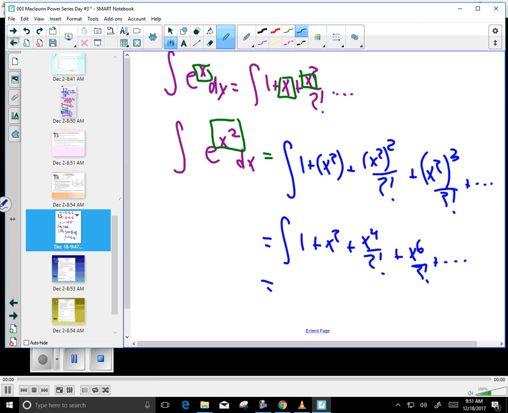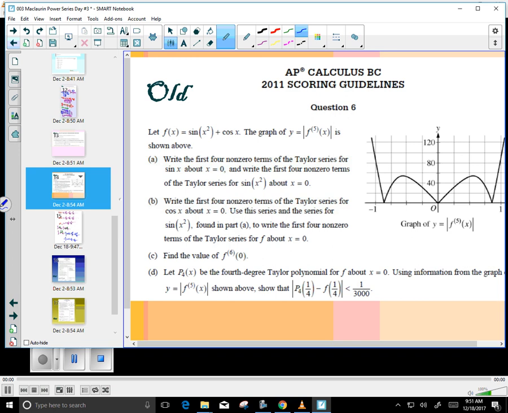So in this problem, they're asking you to do that with sine x squared. It says write the first 4 non-zero terms of the Taylor series for sine of x, and then write the first 4 for sine x squared. So sine of x is just going to be, by memory here, sine of 0 is 0, so it's just going to be x minus x cubed over 3 factorial plus x to the 5th over 5 factorial, and we have to do 4, minus x to the 7th over 7 factorial.